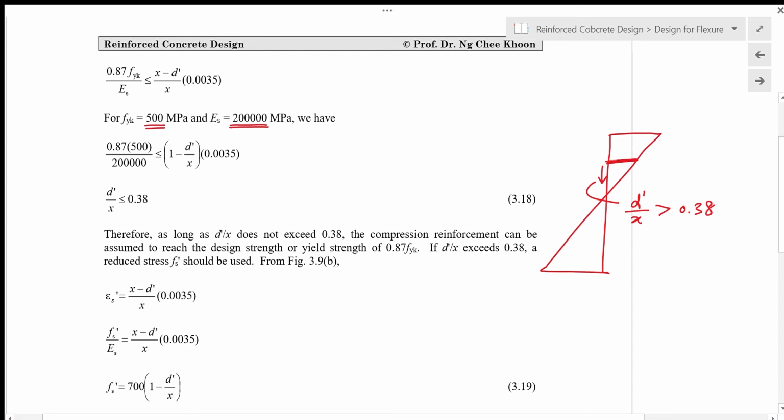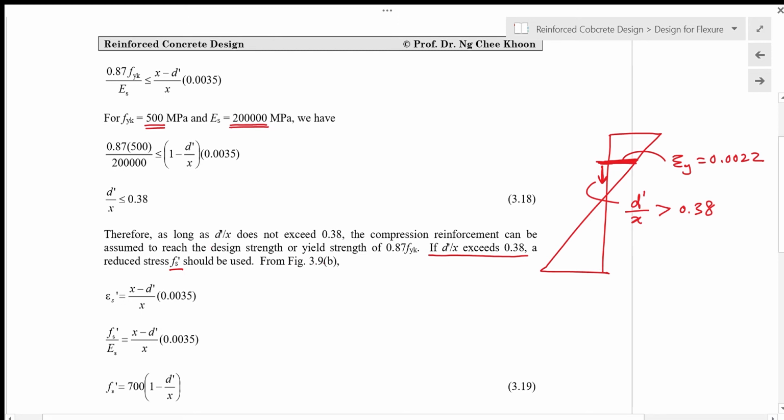So now let us look at the case where the compression steel is placed below this strain, which is 0.0022. Anywhere below this location here, if we put the compression steel below this location, then the compression steel is not yielding. So that is what is meant by if d prime over x exceeds 0.38, a reduced stress fs prime should be used.